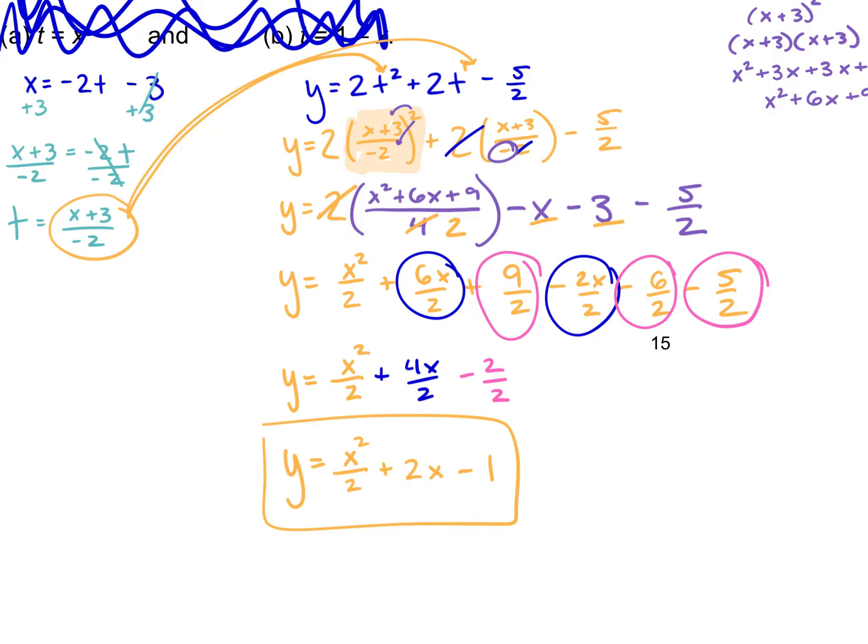So notice here we got rid of the t's. We eliminated the parameter. That is the main goal. So eliminate the parameter and just do the algebra part correctly. So you're just doing a lot of combining like terms, simplifying. Just make sure you're careful with your simplifying so you can simplify correctly.